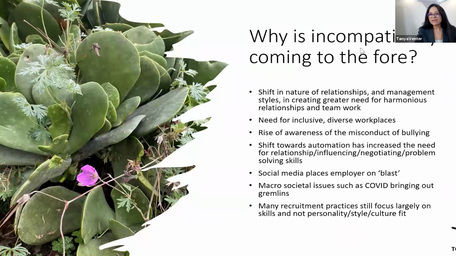I've touched on a little bit around why that incompatibility is coming to the fore. But why is this the case? Why is this such a topical issue at the moment? And here are some of our suggestions that we've brainstormed at Tokiso.